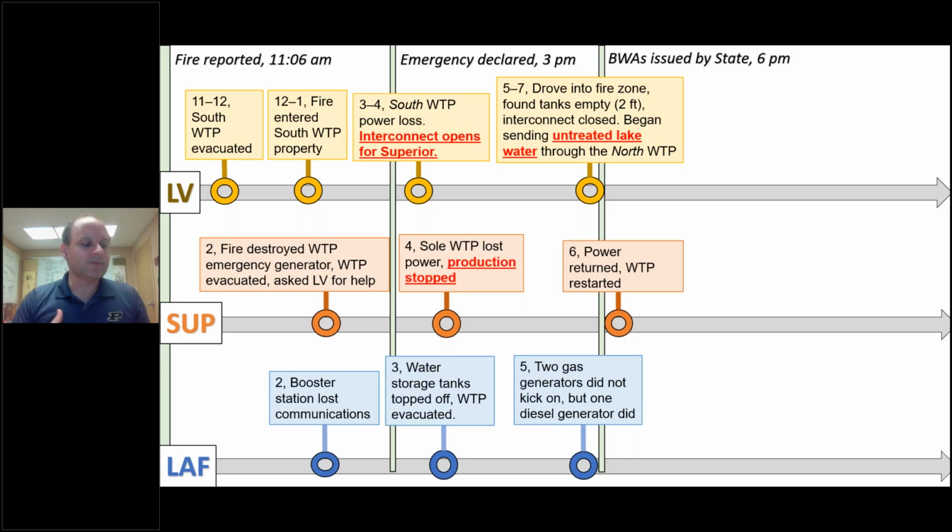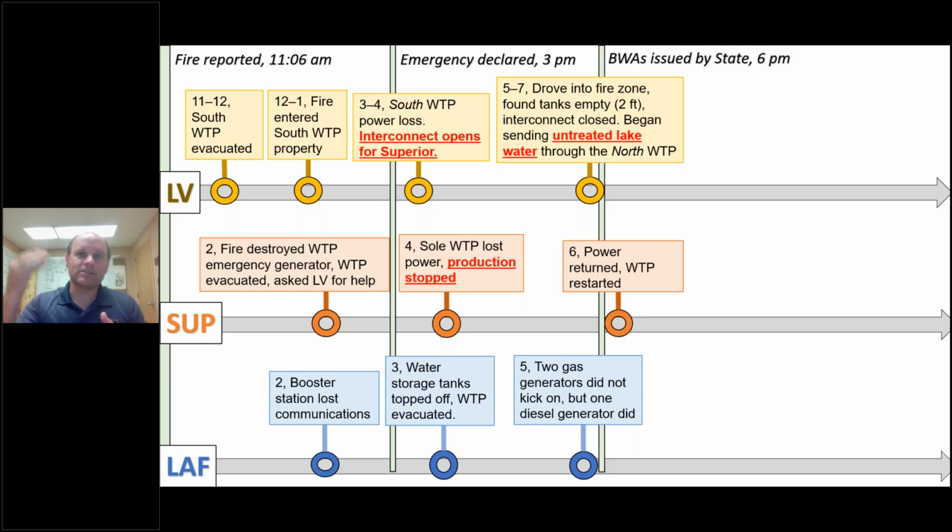Then the city of Louisville started getting calls from the fire department saying that there was low pressure at some hydrants. So operators actually drove into the fire zone with buildings burning around them, with power lines down, with debris and fire trucks there. And they basically climbed on top of these storage tanks because they didn't have SCADA anymore. They didn't have telemetry or any power for the systems, and found out that all their storage tanks basically had a foot of water left in them, basically almost complete depressurization of their system.